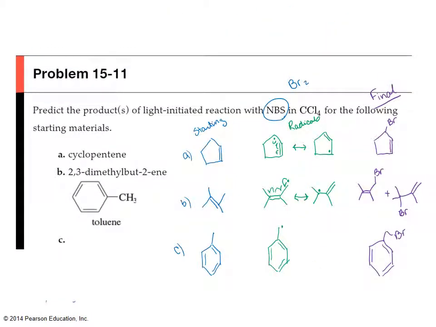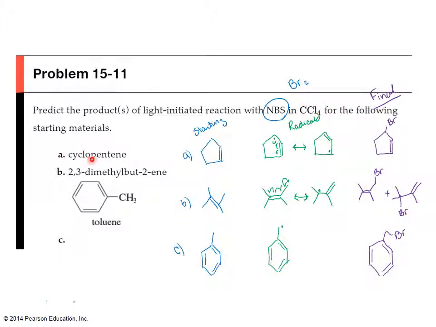Number 11, we are predicting the products of light-initiated reactions. So that leads me to believe that we're going to be doing some radical reactions. We're starting with NBS. NBS is just something that you add when you want to add bromine in low concentrations. So by adding NBS, you're producing bromine in low concentrations. The solvent is carbon tetrachloride.